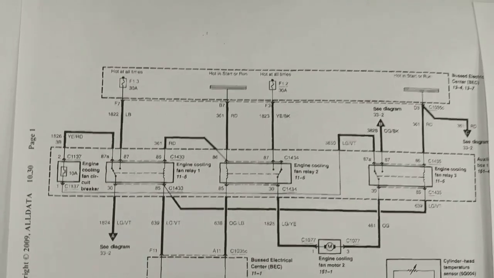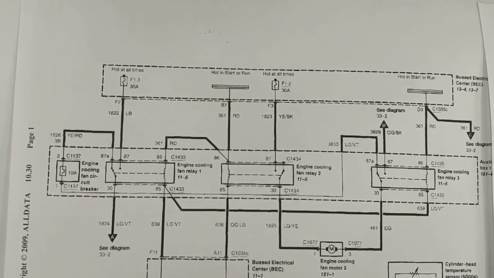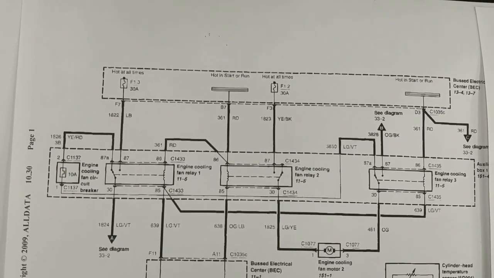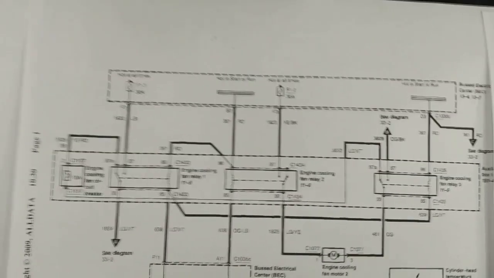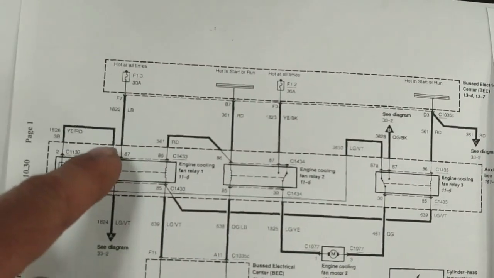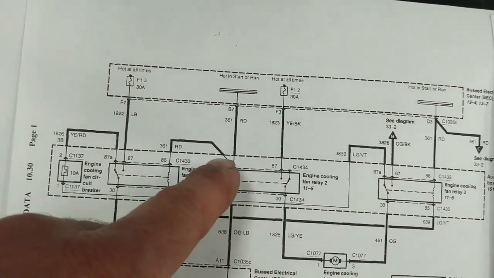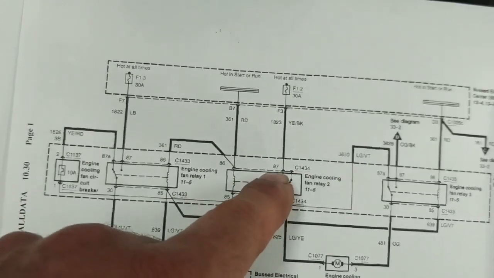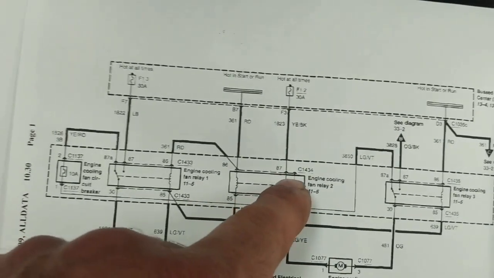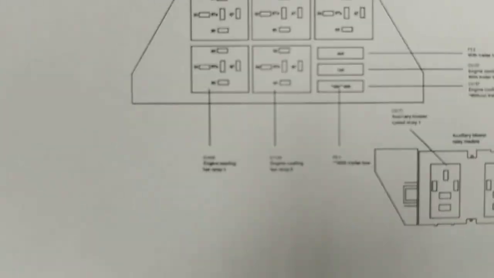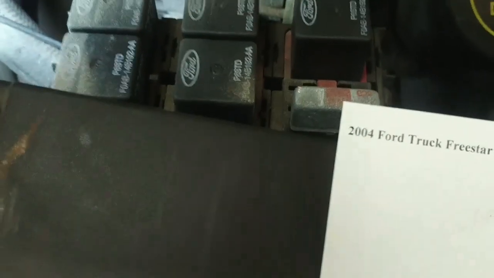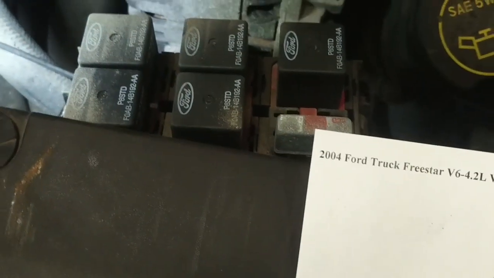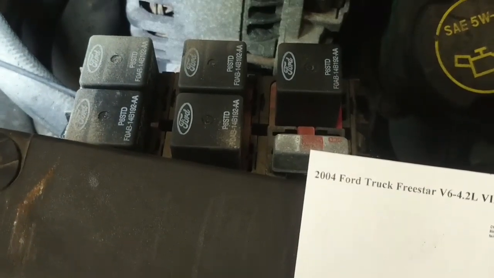Looks like if we go to relay number one, we can check pin 87 for power all the time right here. And we can check this one for power all the time on pin 87. That's relay number two. And in this schematic, relay one and two are these two here. So, I'm going to get a test light, a relay jumper, do some tests.